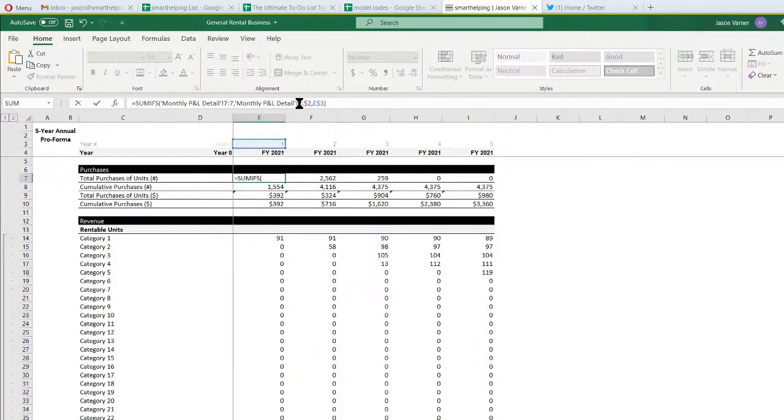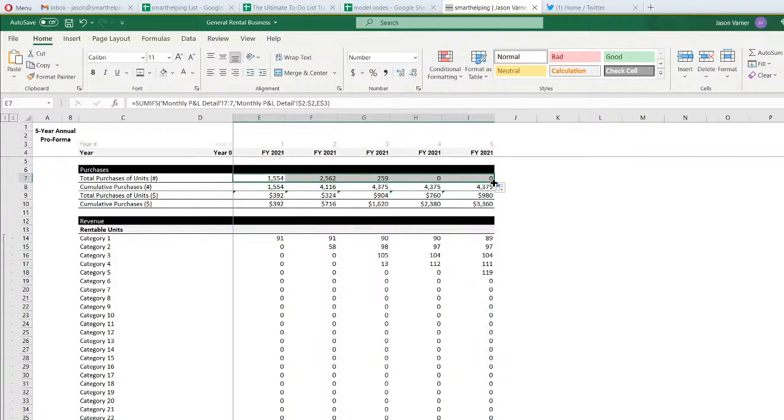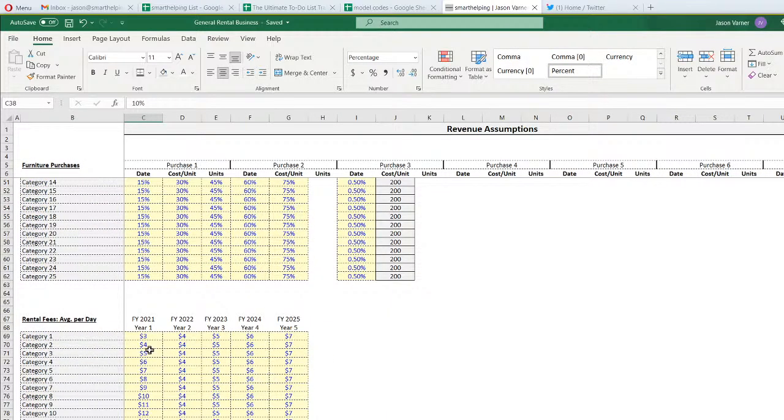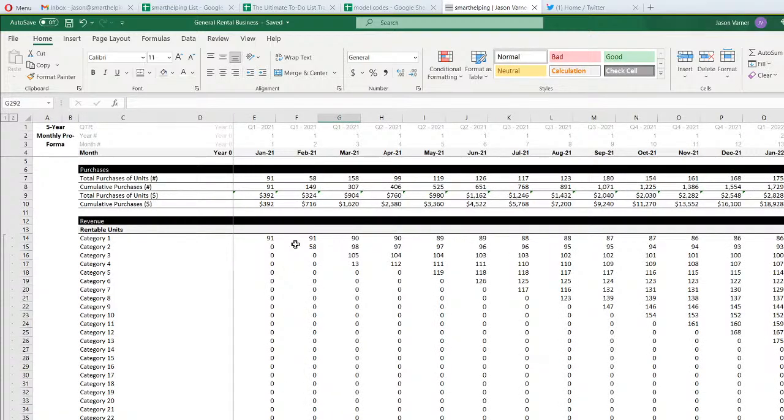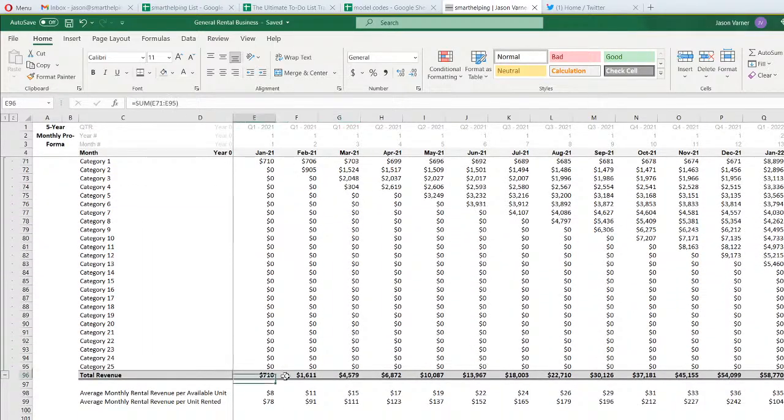What we don't want to lock is the actual row that we're summing up, because that's going to flow in the same order. So that cumulative formula actually works fine. This should be a dollar value. So we purchased a total of $80,000 worth of units based on how much we can rent it out for, rental fees by category and our expected utilization of what we have to rent out. We then make this revenue.